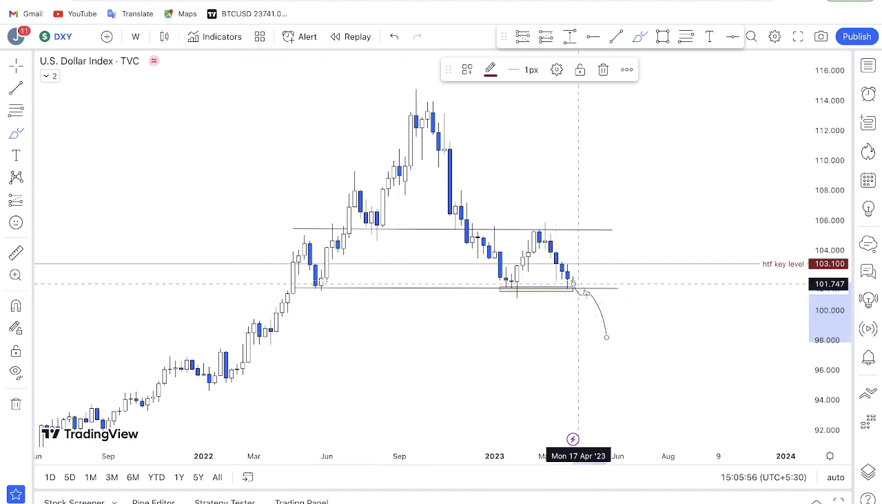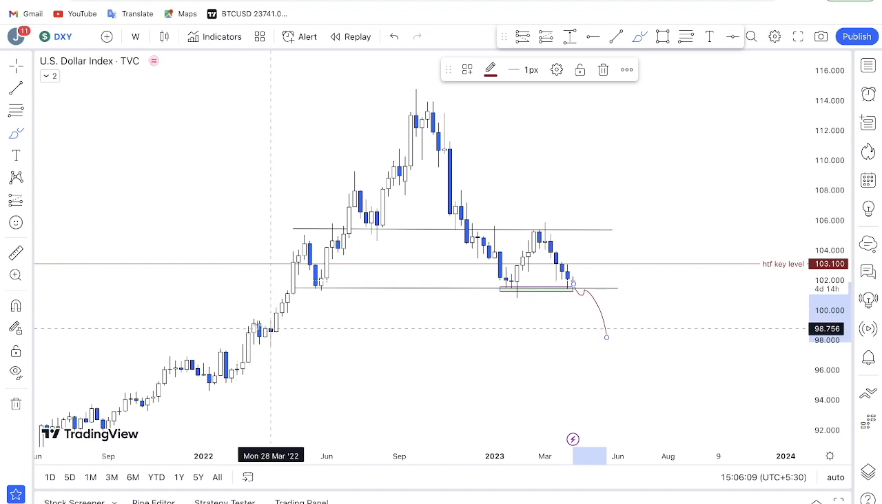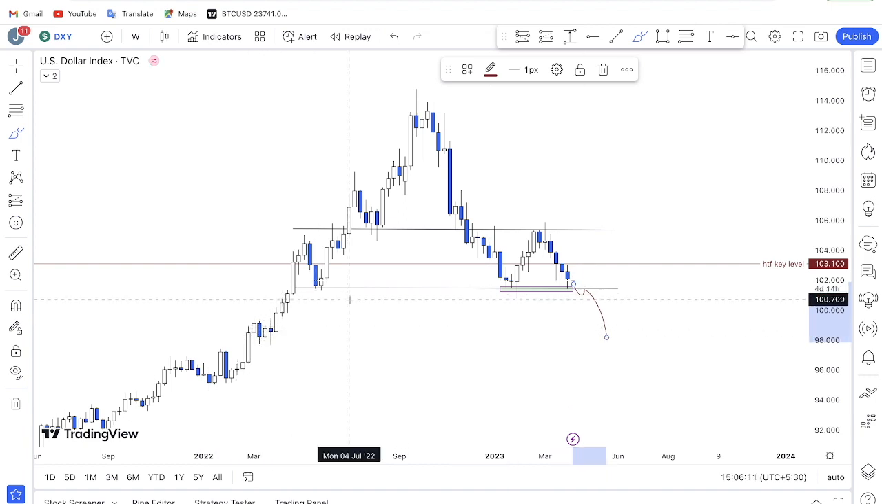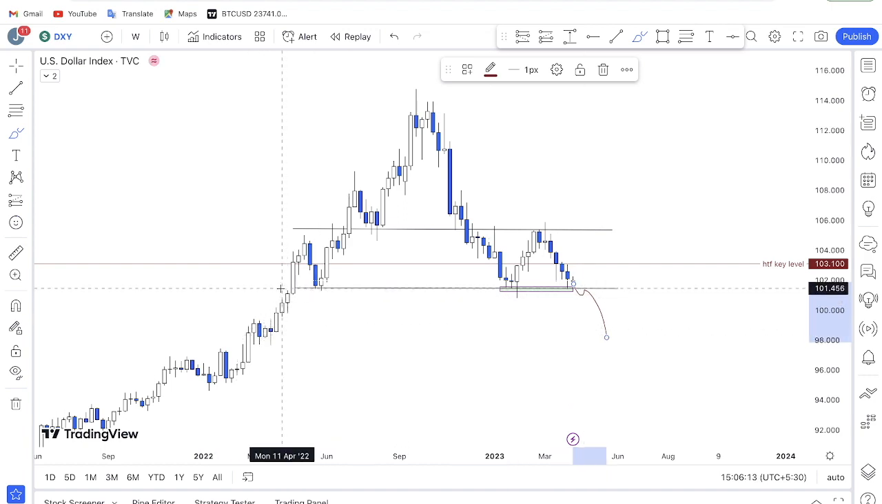So if we break below this level here now, our next target is going to be for the DXY. We'll probably see DXY moving down to this level. As you can see, this will be our next key level. That's if we break below. That is why I marked this level here, because it's capping the market to the downside at the moment on the weekly chart.